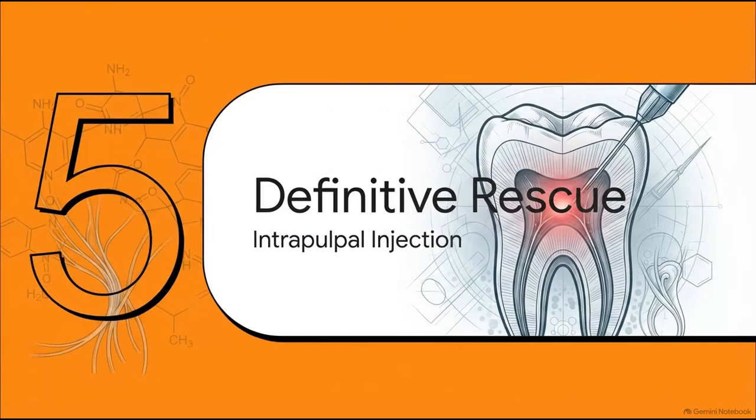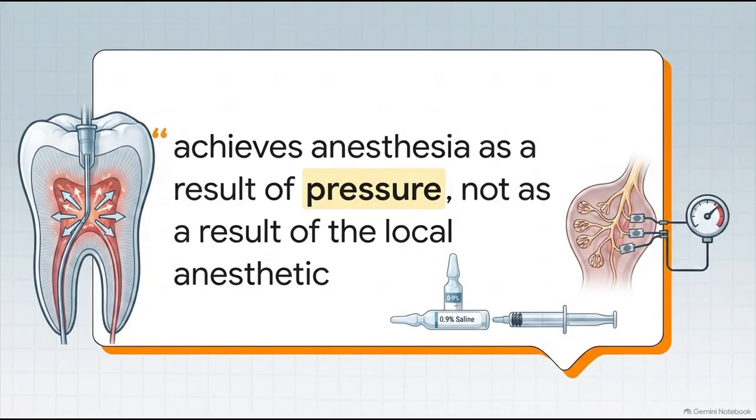Finally, Section 5, Definitive Rescue Anesthesia. When all else fails and you manage to get access into the pulp chamber, use the ultimate rescue technique, the intrapulpal injection. The mechanics here are absolutely fascinating. As the literature states, the intrapulpal injection achieves anesthesia as a result of pressure, not as a result of the local anesthetic solution. Let that sink in for a second.